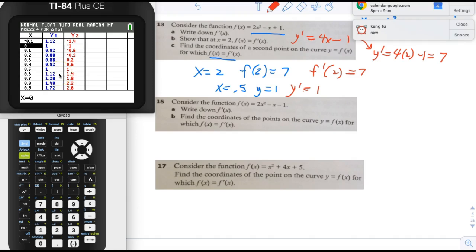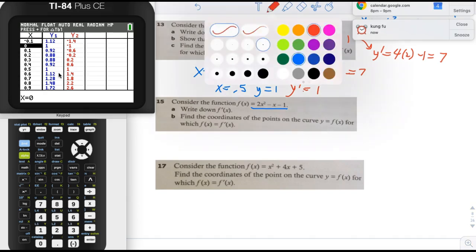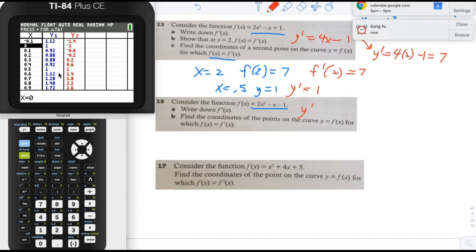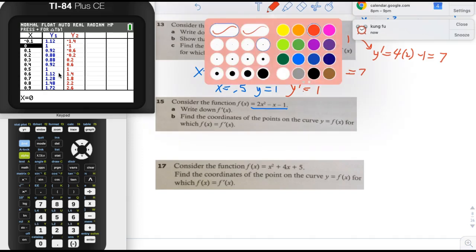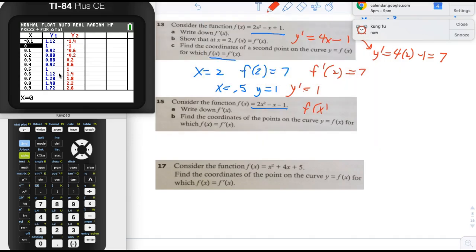Number 15. Consider the function 2x squared minus x minus 1. First, do the derivative. The derivative of that is going to be, they're using y dash, but since they're using f here, why don't we use the notation f dash? So f dash of x, which is also the derivative, is equal to 4x minus 1. Now we're going to do the second part, which is find the coordinates of the point of the curve y equals f of x, for which the derivative and the function have the same value.